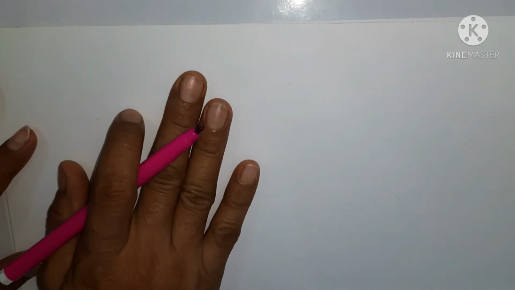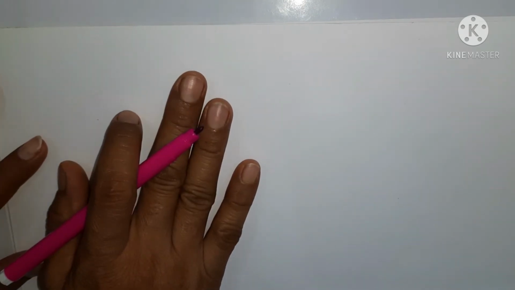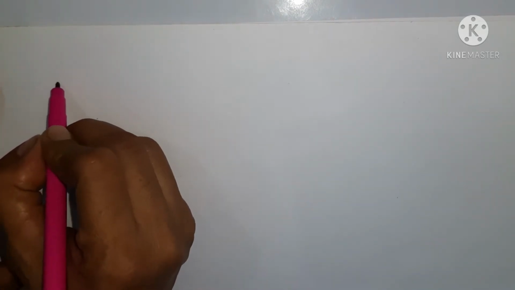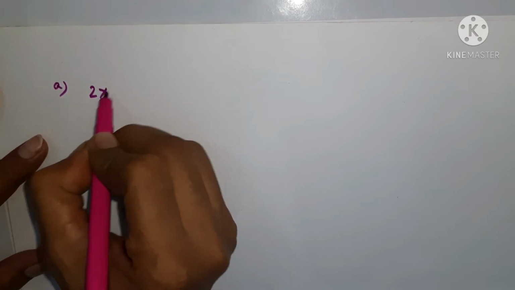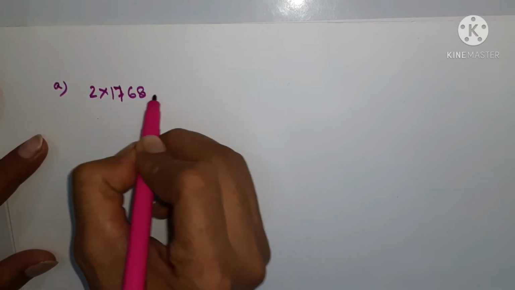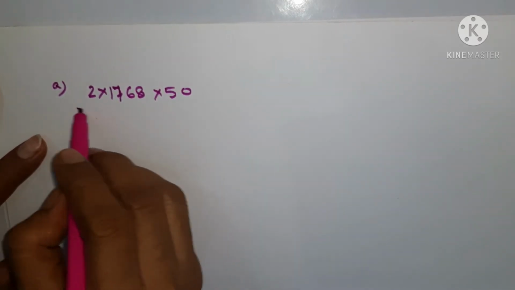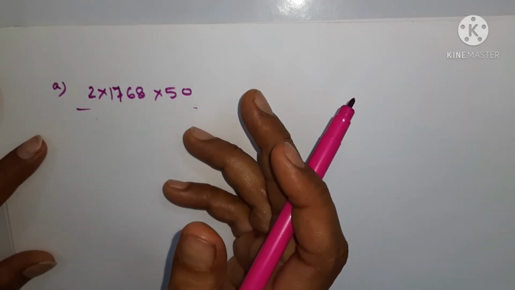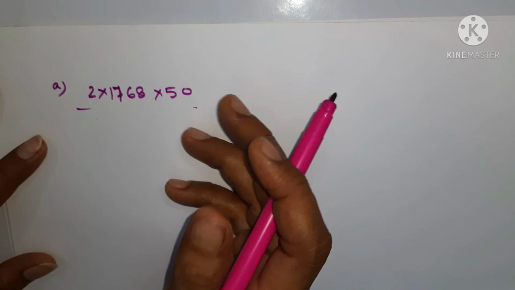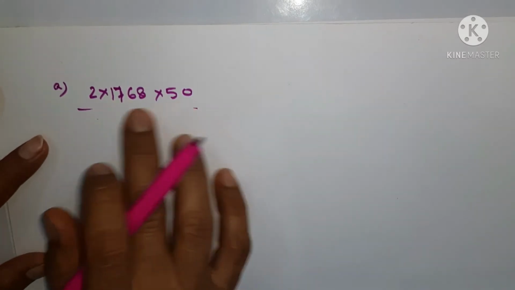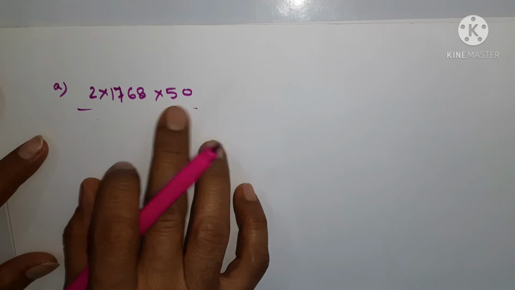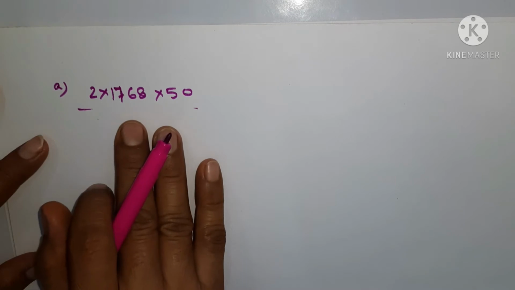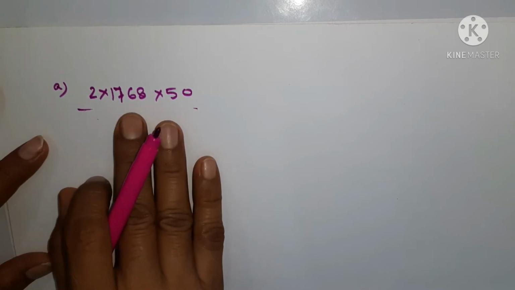So this again is taken from the NCERT book, CBSE board, NCERT class 6, and the question is, say you are given 2 into 1768 into 50. Suppose you have these three numbers. Since there are 3 numbers, you have to apply a property like associative or distributive. Since we don't have any addition symbols here, the distributive property is not required. You only need the associative property to find the solution to this type of question.